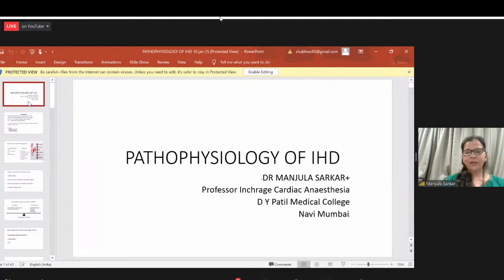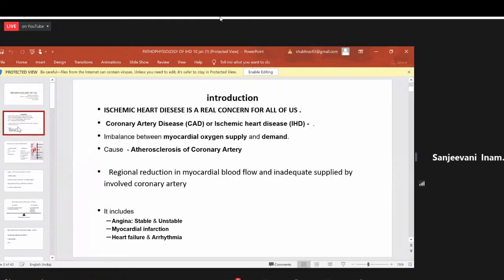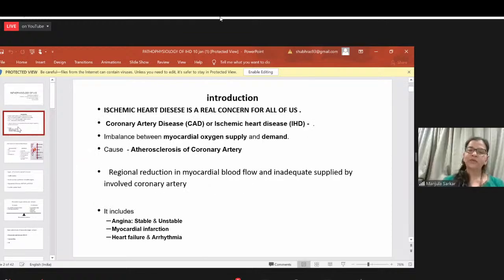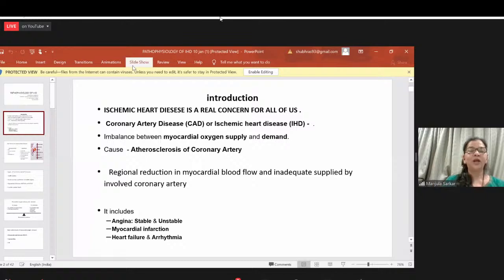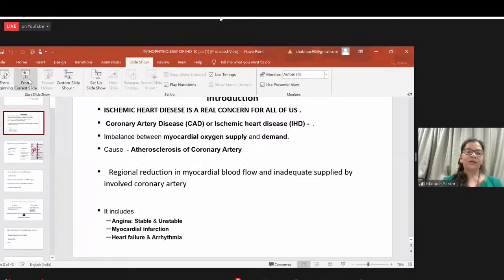If you see the pathophysiological changes because of ischemic heart disease, what is the pathophysiology behind that? All of us are concerned with the physiological changes of ischemic heart disease, as cardiac anesthesiologists as well as general anesthesiologists too. Whenever we are dealing with any patient who has ischemic heart disease, whether in a cardiac theater or a non-cardiac theater, the important thing is that we should know the pathophysiology. Only then can you plan your anesthesia and go ahead according to the disease.